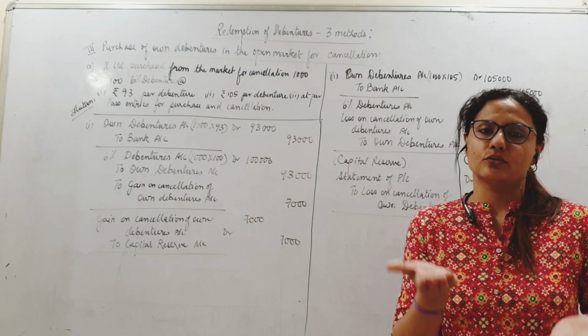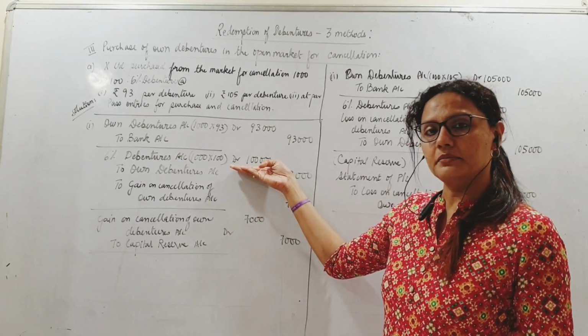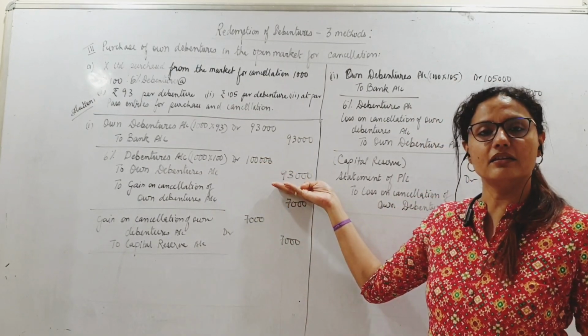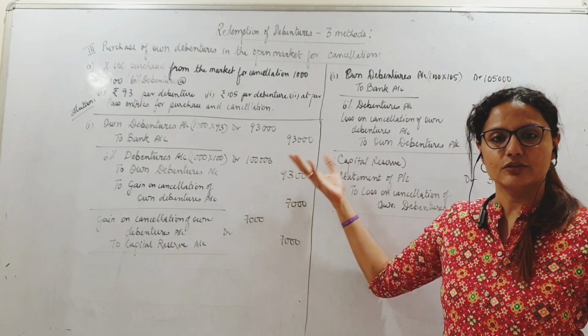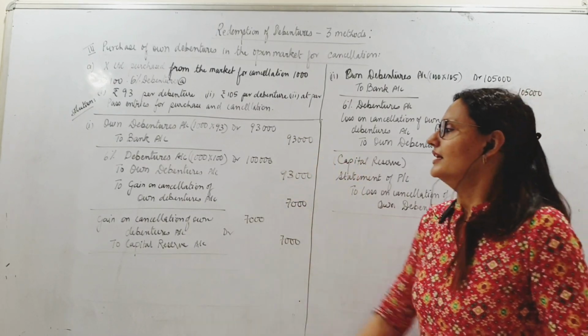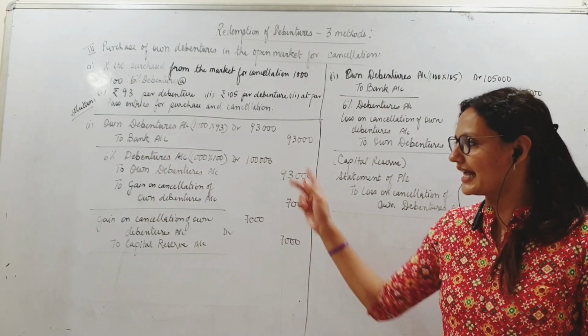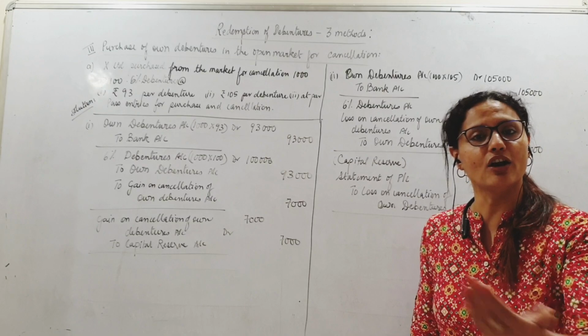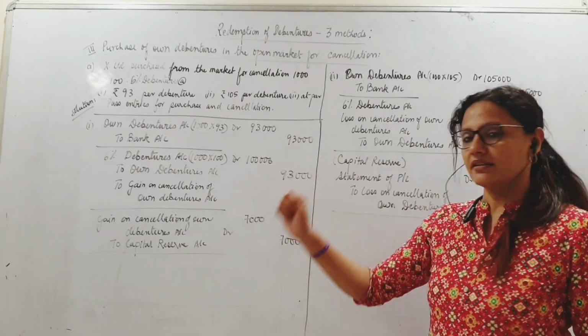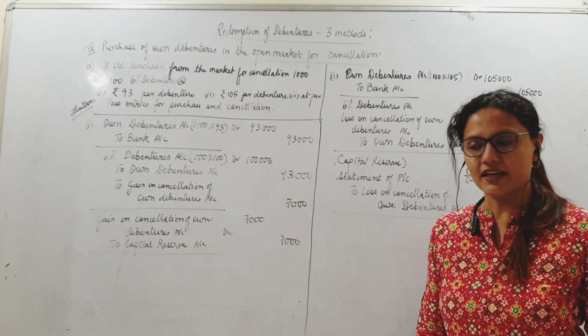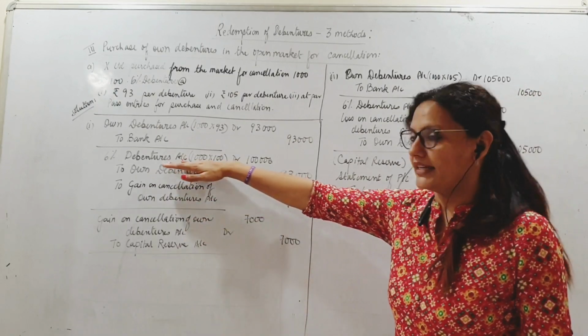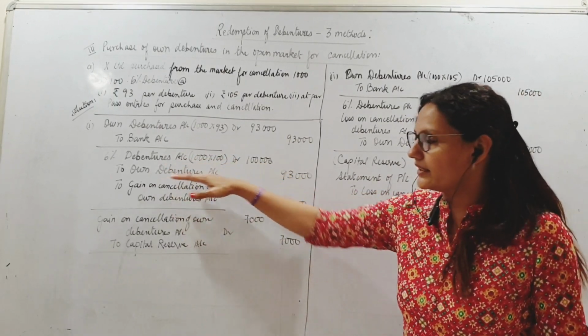Now compare. The liability of 1 lakh is finished, the asset that went was only 93,000, so 7,000 is left in my pocket. That is my gain on cancellation of debentures. When I cancel these debentures, I am making a gain of 7,000. So I credit 7,000 here. Okay. So what did I do? Debited my debentures. Credited own debentures.